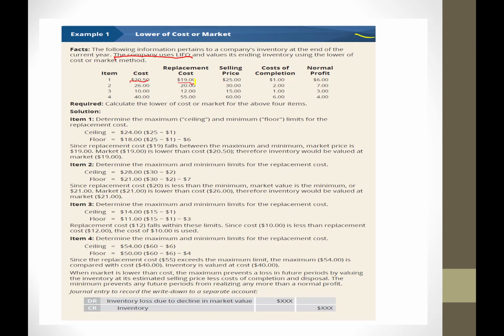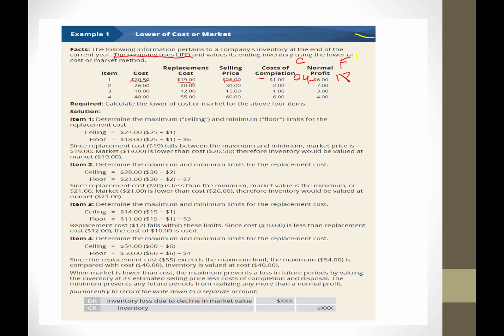So now people get confused and they think that what they should do is walk out during the example, and that's like the worst thing you can do, because once you see the example, you go, oh, okay, that's really easy, okay? So they tell us that selling price on this is what? 25. Cost to complete and dispose is what? $1. So that's $24. I'm going to put a C there because that's my ceiling, right? Then I go ahead and I subtract that normal profit. That gives me what? 18. That becomes my, I'll put an F there, good, for the floor.